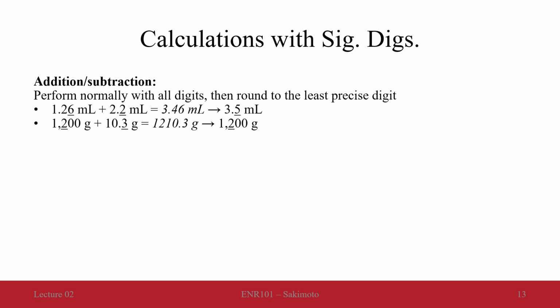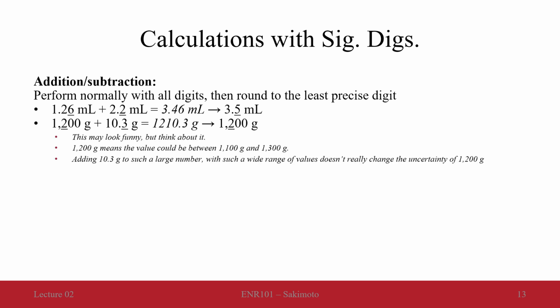Another example, let's say we took 1,200 grams and added 10.3 grams, different levels of precision. Here we note that 1,200 grams without a decimal point only has a significant digit out to the hundreds place, out to this 2. When we do this calculation, we'll get 1,210.3 grams, but we have to round it out to the hundreds place, which turns back into 1,200 grams.